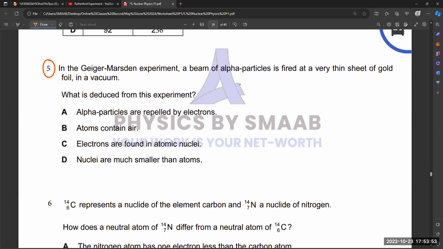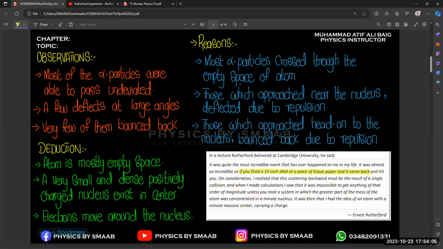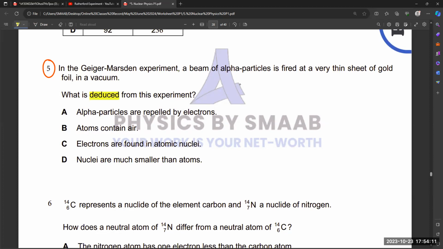A beam of alpha particles is fired at a very thin sheet of gold foil in a vacuum. What is deduced from this experiment? B. Yes, because you observe this term that we use the same term in our explanation. So what is deduced from this experiment? Nuclei are much smaller than atoms.